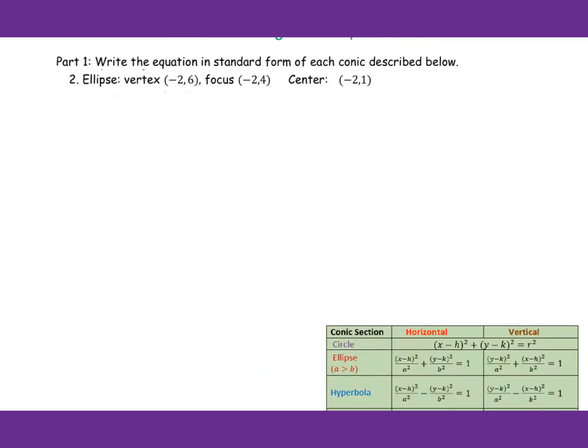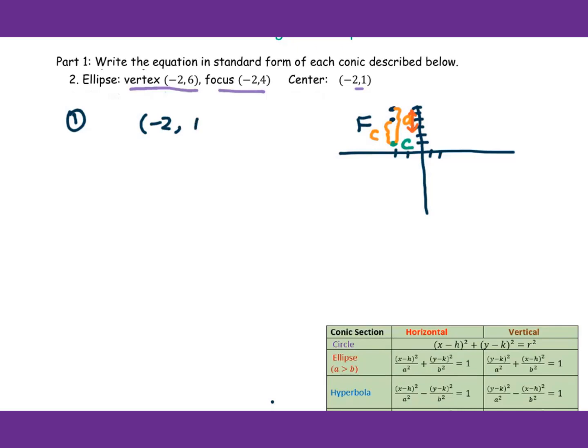For number 2, you got the vertex and a focus. Then you are given center. Let's sketch the graph for these coordinates. We got the -2, 6 is here. The -2, 4. This is the focus. Then your center, that's this one. So we know that from center to vertex, that's A. And from center to focus, that's C. And A is vertical. Therefore, we already given -2, 1, that's HK.